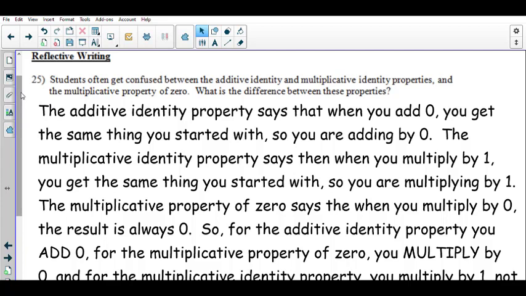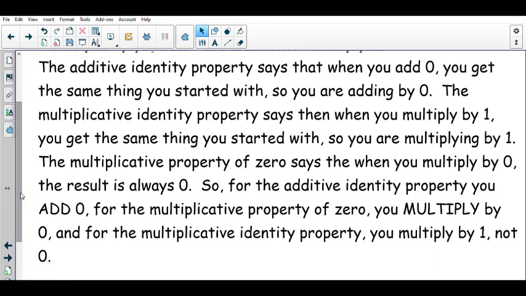So for the additive identity property, you add 0. In neither of the other properties are you adding 0 or adding anything. For the multiplicative property of 0, you multiply by 0. And for the multiplicative identity property, that one's definitely different because you're multiplying by 1, not 0. So you really have to have an understanding of the properties. Like multiplicative property of 0 basically means you're multiplying by 0, right? And you know when you multiply by 0, you get 0, I hope.